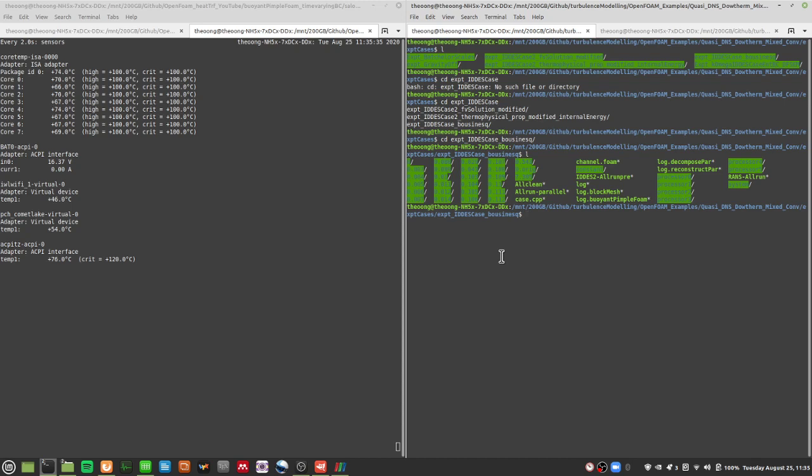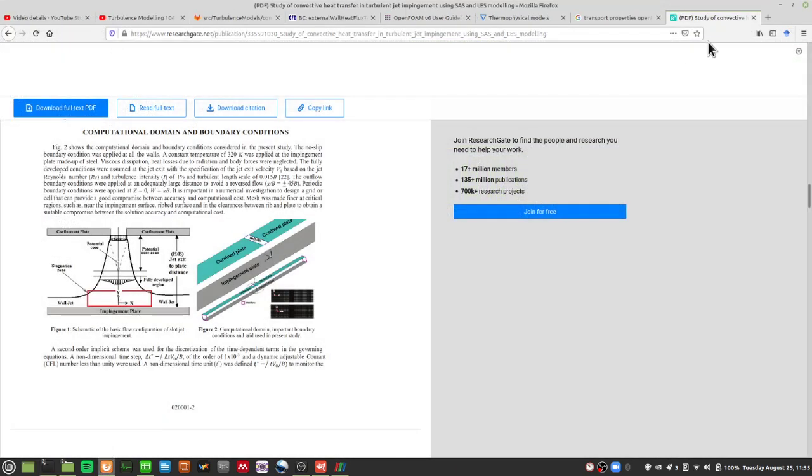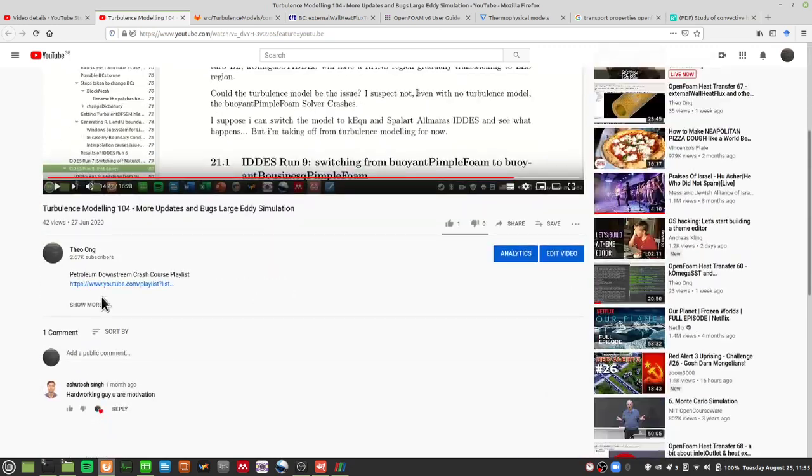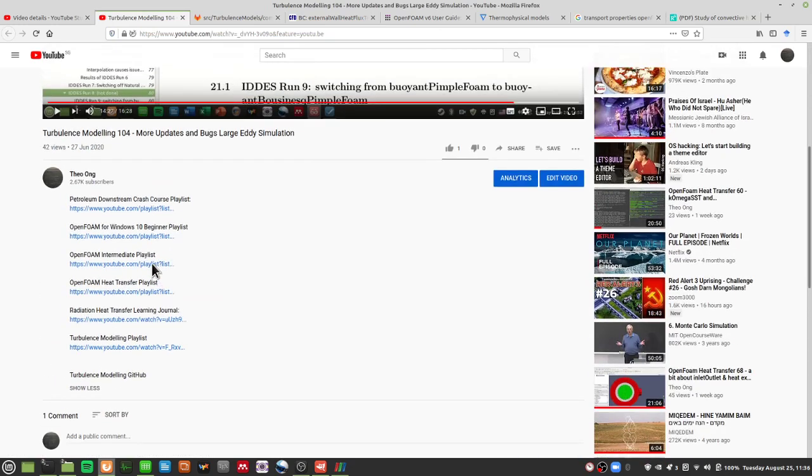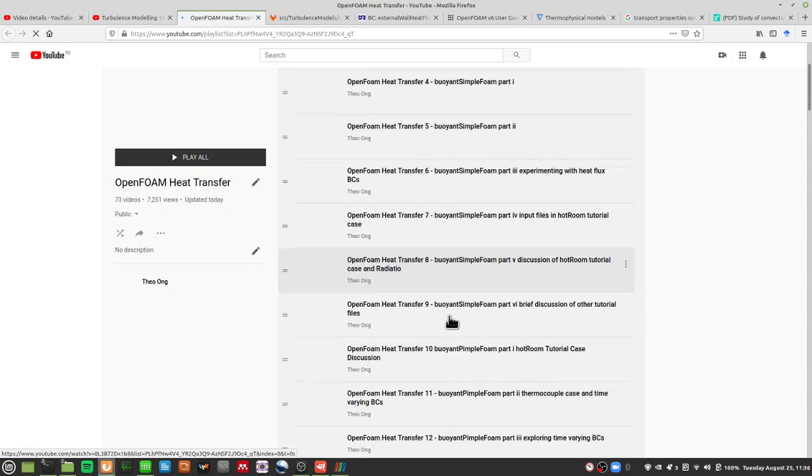It's probably due to a solver algorithm problem in OpenFOAM that does not allow it to solve as well for buoyantPimpleFoam as compared to buoyantBoussinesqPimpleFoam. You can go and watch my OpenFOAM heat transfer series to look at more details as to what is actually going on. There'll be a heat transfer playlist, so take a look at what that is, and you should go to, I think, one of the later videos.